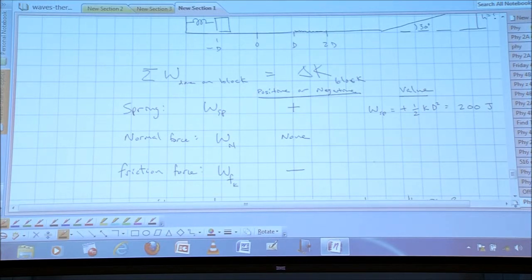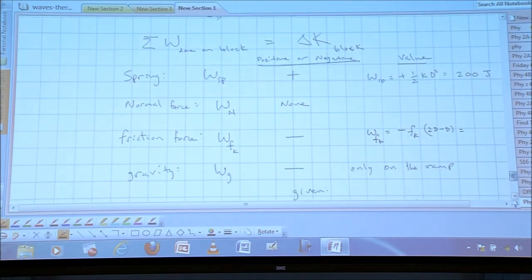Work done by friction. That's going to be negative the friction force times the distance. In this case, it's just d, right? And the friction force is going to be the normal force times mu. Mu times mg times d.